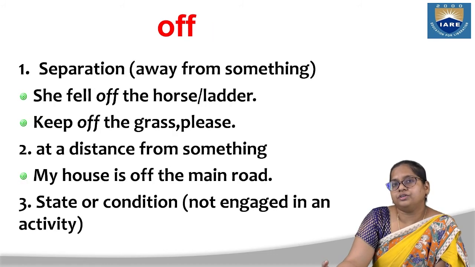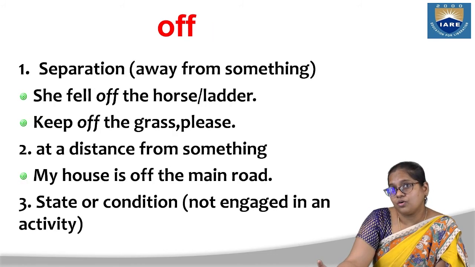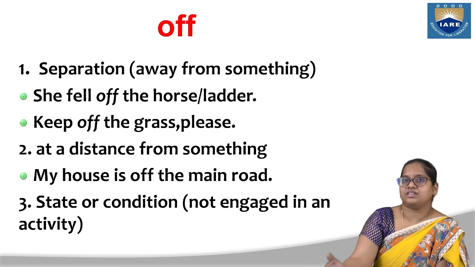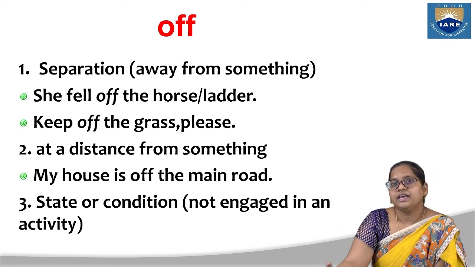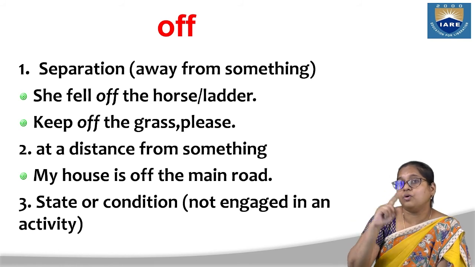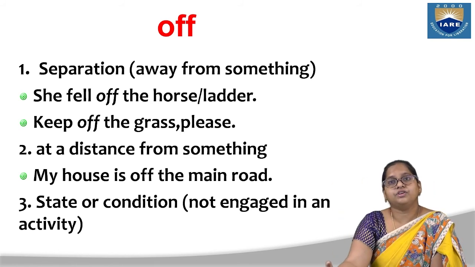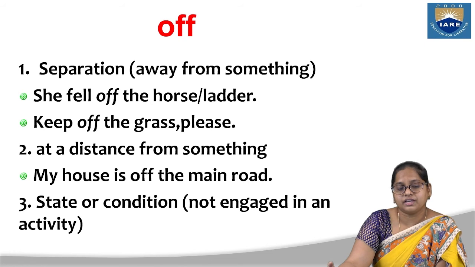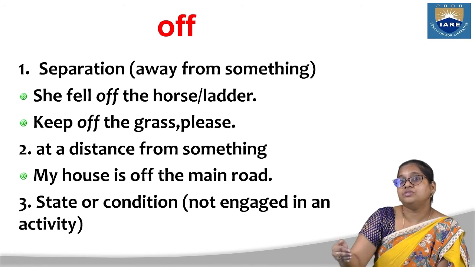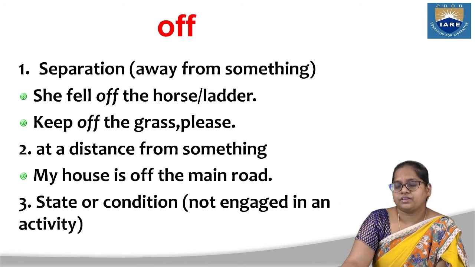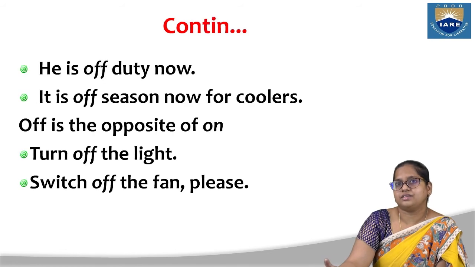Next, another important preposition is OFF, not of. Separation, that is, away from something. She fell off the car, off the house. Keep off the grass, separation. You can use it. Next, that's not OF but OFF. And another context where you can use OFF is distance from something. My house is off the main road. You can use it in that sense.